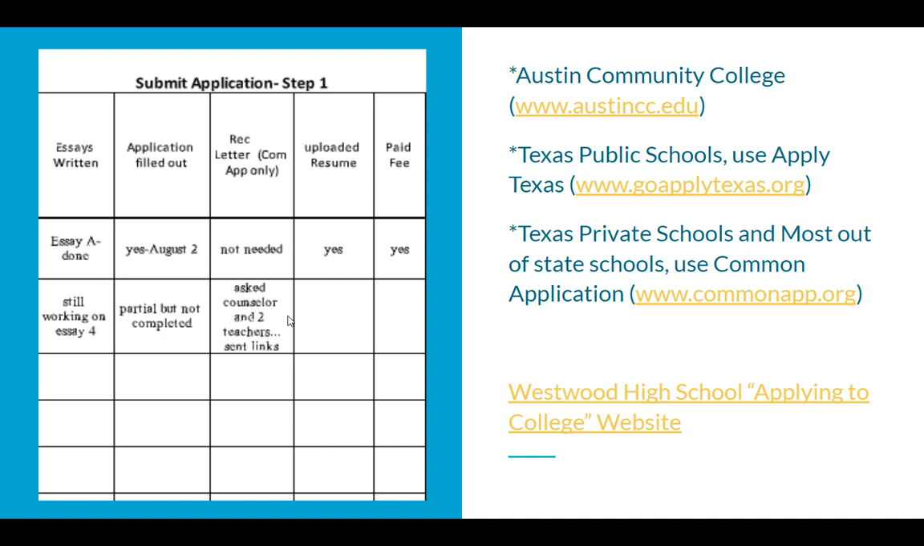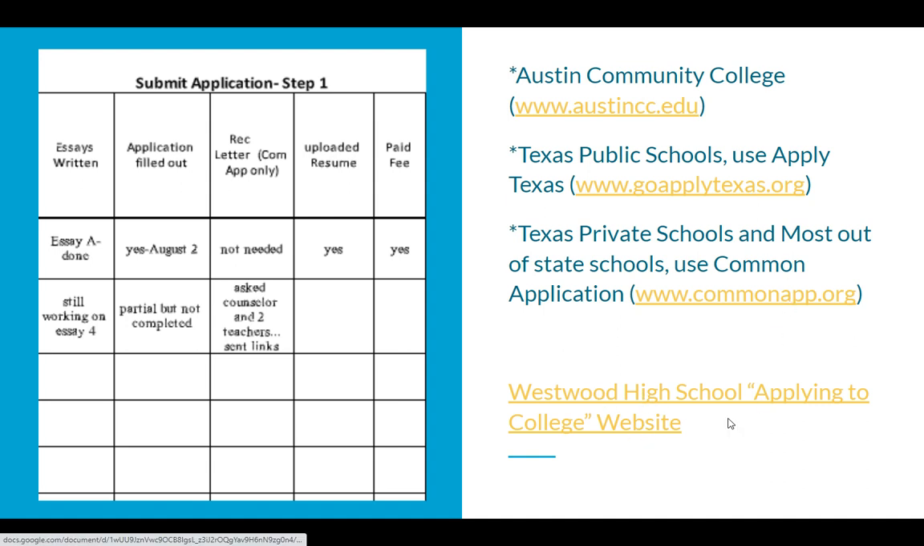Rec letters. On Common App, you'll have to ask your counselor and 2 teachers and you send a link through the Common App. Versus schools that are not on Common App, you don't have to do it. Upload your resume. You need to make sure your resume is ready, and I'll go over some examples for that. And then you have to pay the fee, whether it's on Common App or Apply Texas. I put in links here for y'all for Austin Community College, the Apply Texas, and our Common App.